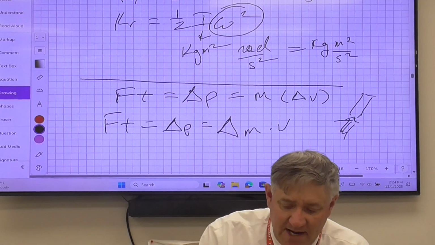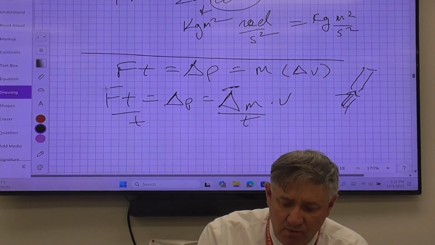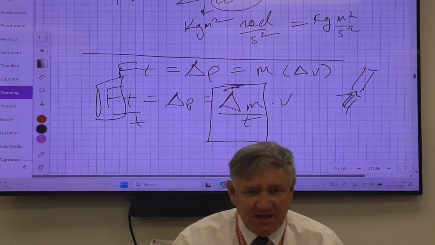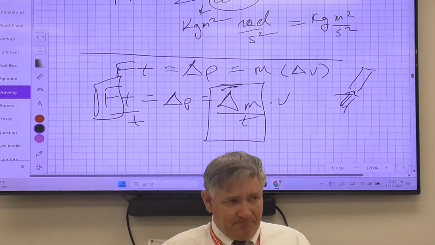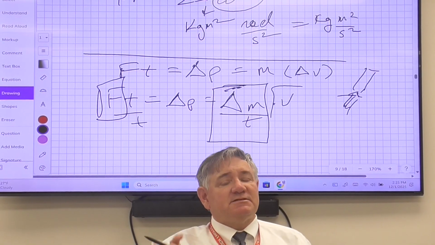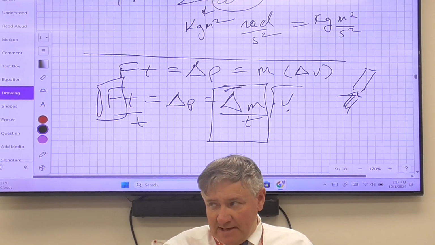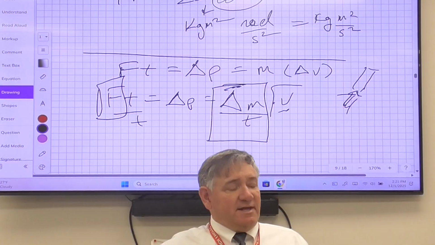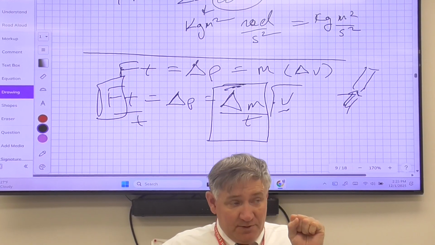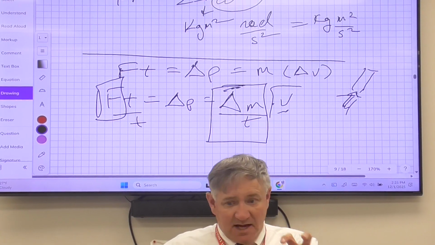So if you divide both sides by time, if you want a big force from a rocket engine, you want a big change in mass per unit of time. This V, listen to me, didn't mean for that rhyme, is not the velocity of the rocket. This is the velocity of the escaping gas. So if you want to create a lot of force from a rocket engine, you consume a lot of fuel per unit of time, and the gases are ejected at a very high velocity.